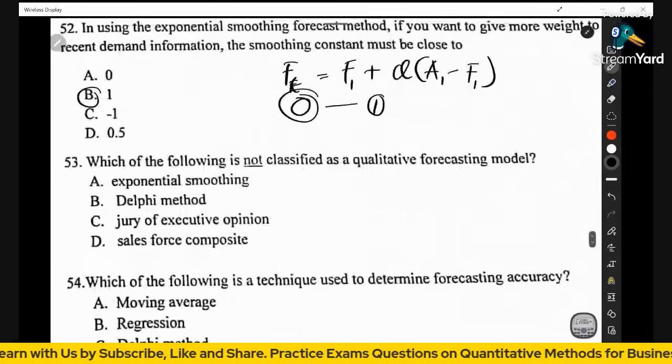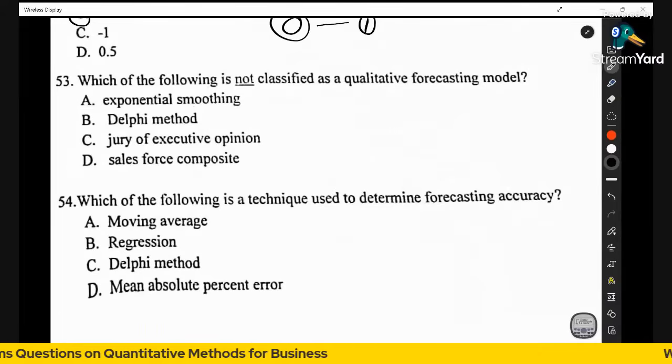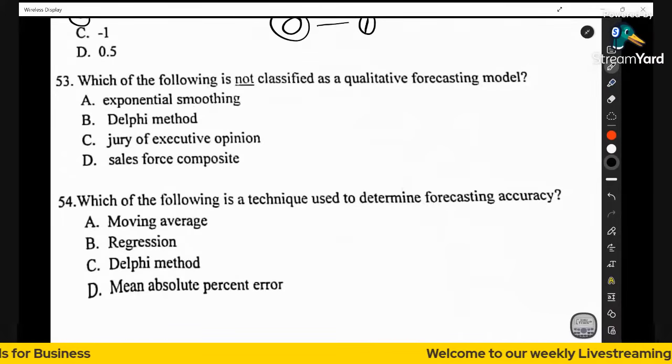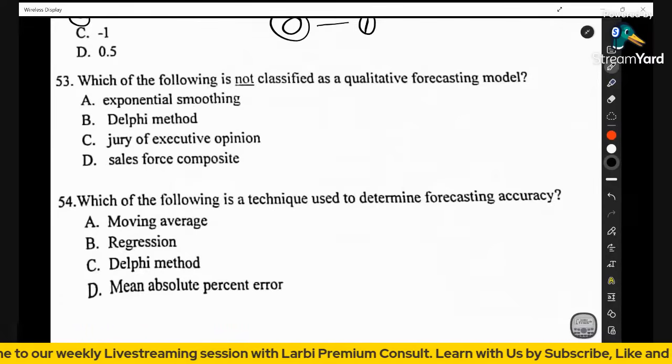Question 53. Which of the following is not classified as a qualitative forecasting model? By qualitative, that's where we have the judgmental, subjective view of forecasting. So we have the view of executive opinion, we have sales force. It is only exponential smoothing which is not part of it, because exponential smoothing is a quantitative method of forecasting.